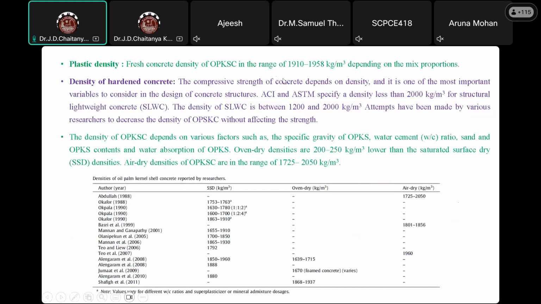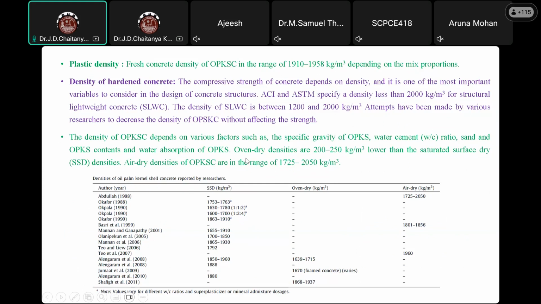Now the plastic density varies from 1910 to 1958, depending upon your mix proportion. For example, if we use a replacement of 100 percentage, the density will be less, and we can replace from 0 to 100 percentage. But actually, we cannot suggest replacing aggregates with this shell by more than 20 to 30% only. If we replace more than 30 percentage, we cannot achieve the target strength.